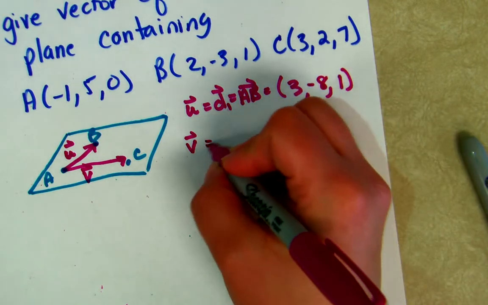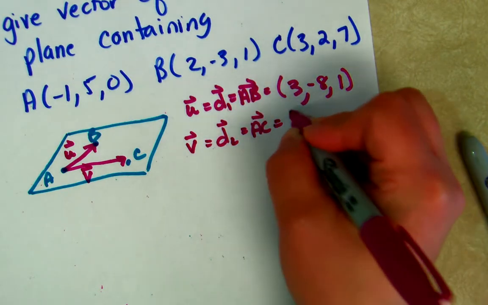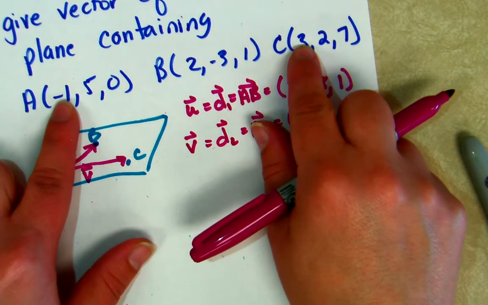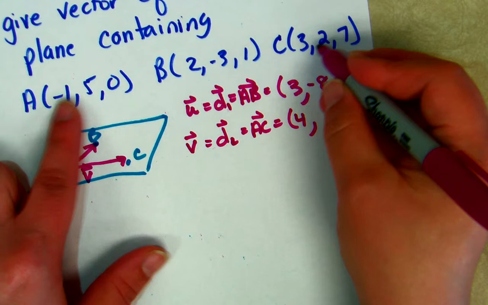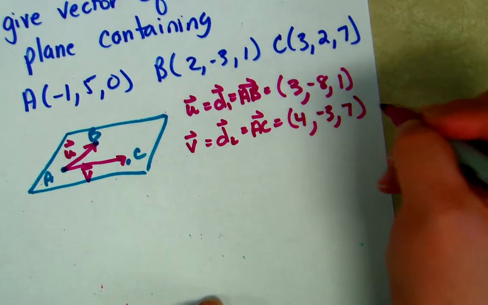So vector V is going to be my second direction vector, which is the vector AC. And again, I'm going to backwards subtract to find it. 3 subtract -1 is 4. 2 subtract 5 is -3. And 7 subtract 0 is 7.